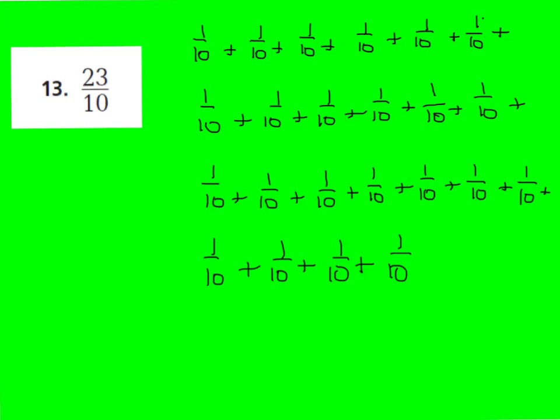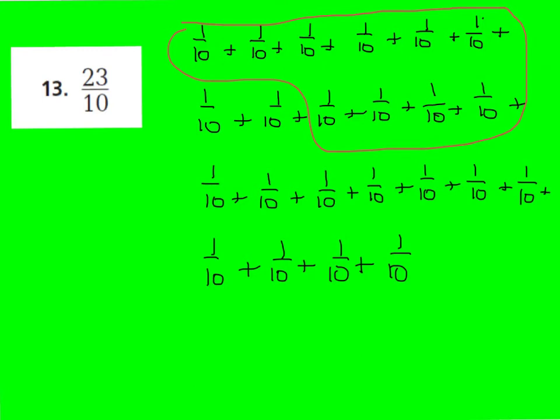Now I want to see how I can change this to a mixed number, so we have to create our wholes again. My whole would be 10 tenths, so I need to group 10 tenths. 1, 2, 3, 4, 5, 6, 7, 8, 9, 10 tenths. Let's double check and make sure I counted correctly. 1, 2, 3, 4, 5, 6, 7, 8, 9, 10. Absolutely. That's 10 tenths, so that equals 1 whole.